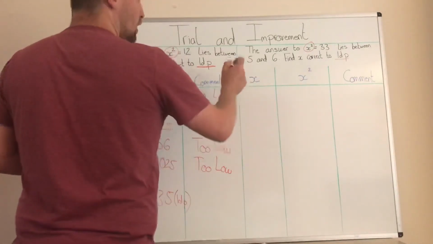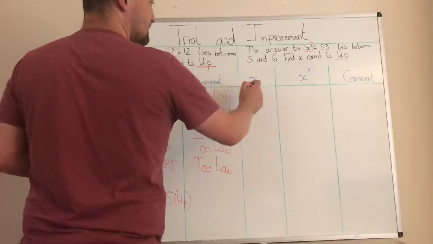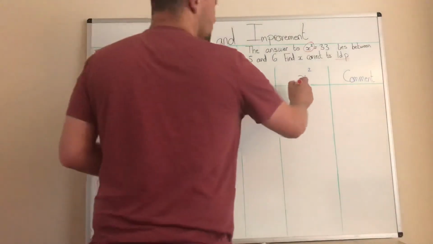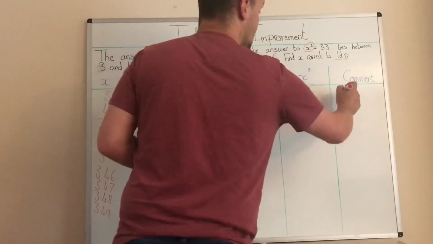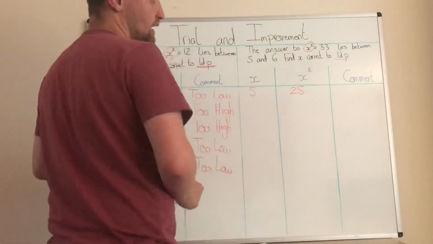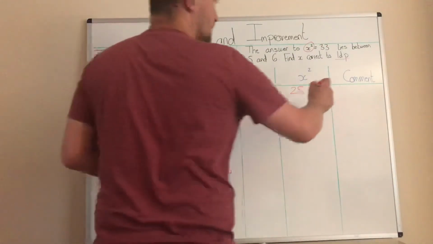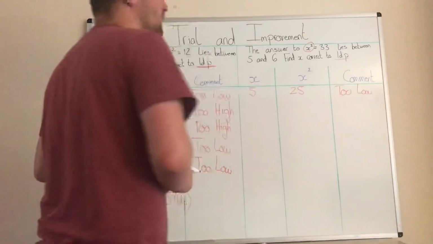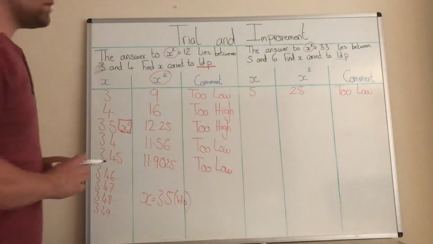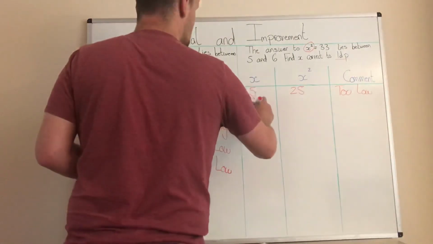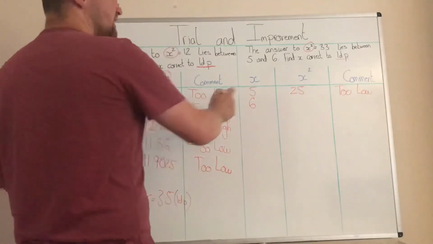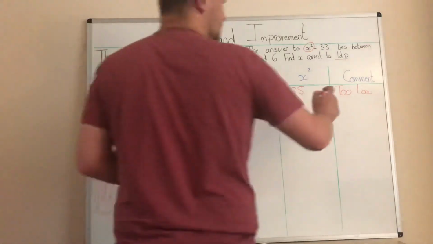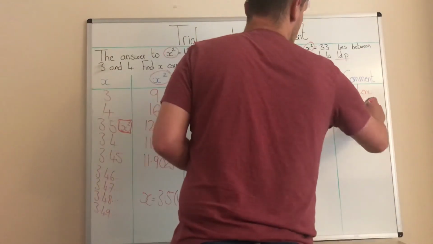So, first step, lower boundary. 5 is our lower boundary because it's the smallest number it can be. 5 squared, 5 times 5 is 25. Comment then: we wanted 33, we got 25. What will our comment be? It will be too low. We've done our lower boundary, now we need to do the upper boundary. So 6. 6 squared, 6 times 6 is 36. Our comment: too high.